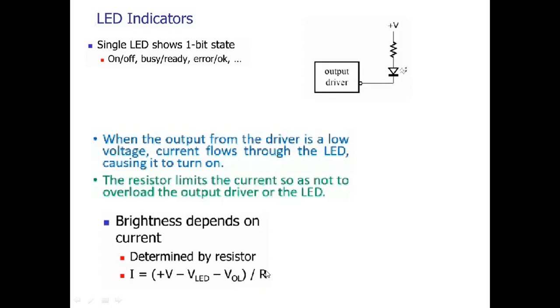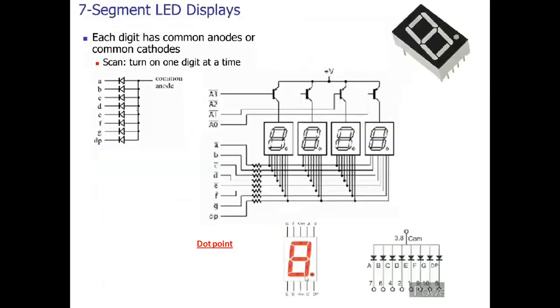So what is R here? R is the resistance value used here. So by increasing the current, you can have an increase in the brightness of the LED. Yes, the same thing has been explained here. Okay. So next is the 7-segment LED display.